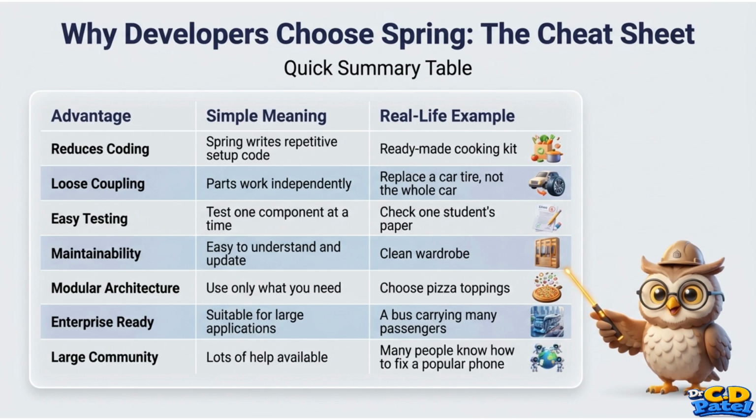Easy testing means we can test individual components without depending on the entire application. Maintainability means organized code is easier to understand and update. Modular architecture means we can select the features we actually need. Enterprise readiness means Spring can support large and complex applications. And finally, large community support means developers have access to a lot of learning and troubleshooting resources. If you remember these 7 advantages, you already understand an important reason why Spring is widely used.